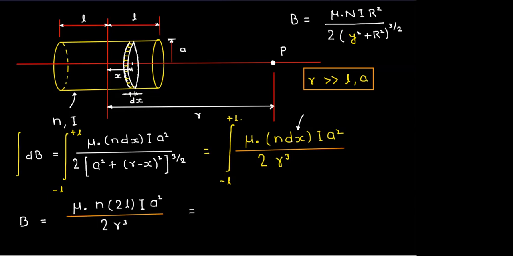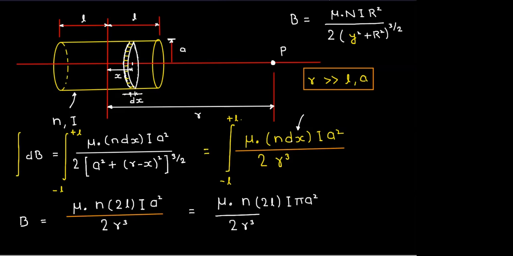I can see some of you got it. Param, what is your answer? Did you get it? Mu naught by pi r cube into m. Okay. So you multiply and divide by pi, right? You have to do so that the denominator will become like this: N into 2L times I pi A square divided by 2 R cube.